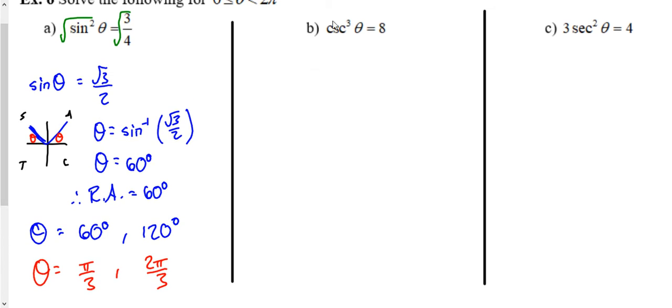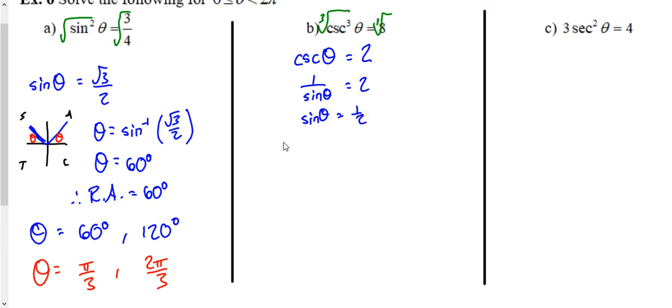In example 2, we're looking for cosecant cubed theta equals 8, so that's the very first thing. Get rid of that cube by cube rooting. So I'm going to cube root both sides. So we have cosecant theta is equal to now 2. Of course, cosecant is the same thing as saying 1 over sine theta is equal to 2. Get sine theta isolated by itself, so sine theta is equal to 1/2.